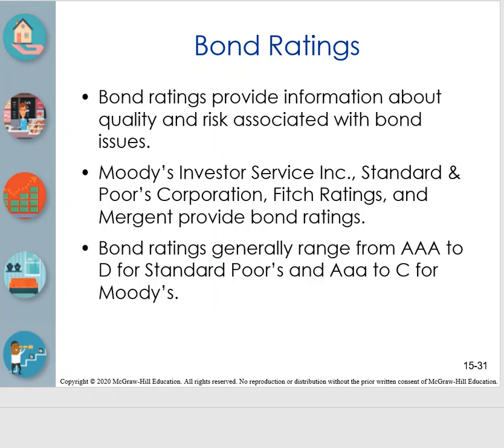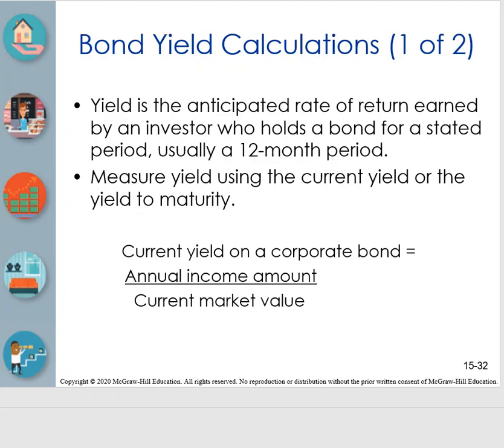So let's finally look at some bond yield calculations. Let's look at the simple one first, the current yield. Again, remember, yield is the anticipated rate of return over a stated period of time, usually 1 year. So we measure yield by looking at the current yield first on this slide and the yield to maturity on the following slide. Current yield simply is the annual income amount in the numerator and the current market value in the denominator. Let me give you an example.